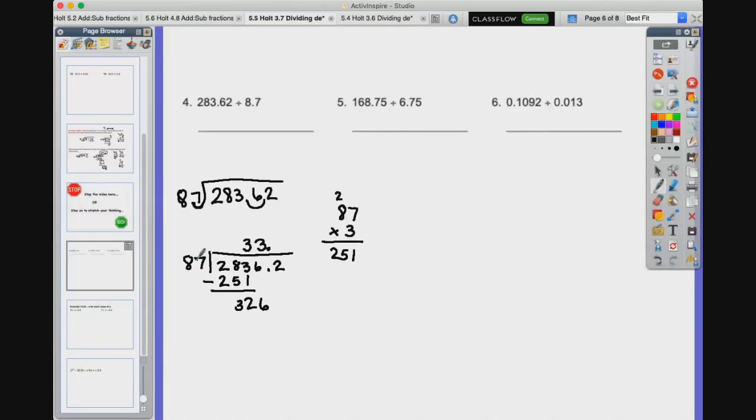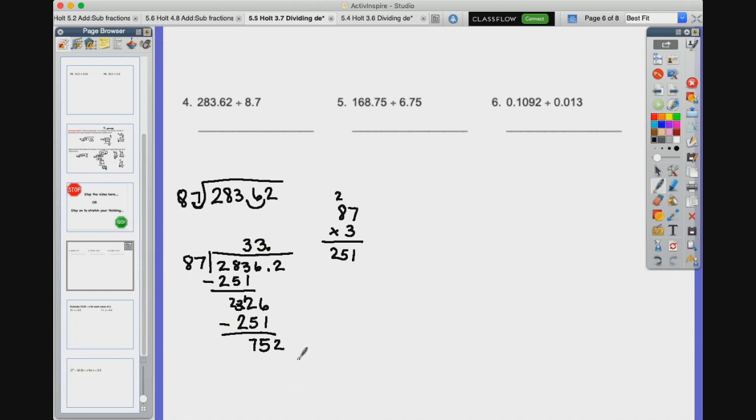3 times 87, I just did it over here, is 251. Ooh, is that too much? Do I have to go up one more? I don't know. Let's subtract. So 5, so 2, 12 minus 5. Oh, 75. Nope, I'm still good. Bring down my 2. So now I have 752 divided by 87.